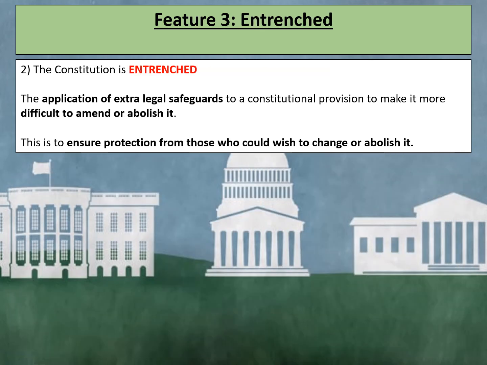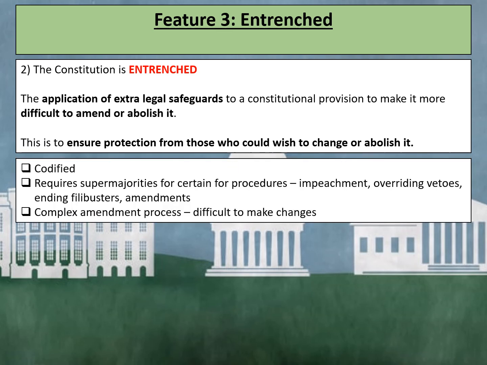The third and final feature I'll be looking at in this video is the entrenchment of the US Constitution. This is the application of extra legal safeguards to a constitutional provision to make it more difficult to amend or abolish it. This is to ensure protection from those who would wish to change or abolish the Constitution.